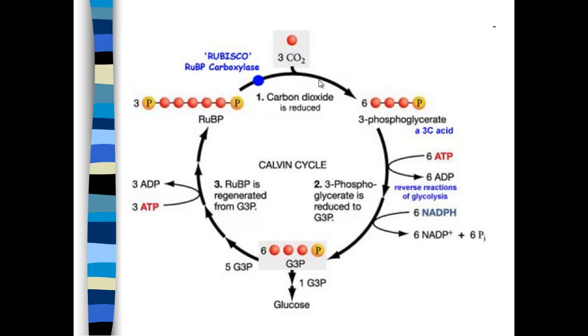You don't need to know every name, but you do need to know that carbon dioxide is reduced via the action of rubisco. You do need to know that 3-phosphoglycerate is reduced to glyceraldehyde 3-phosphate. And then you also need to know that ribulose bisphosphate is regenerated from glyceraldehyde 3-phosphate. Okay, so you need to know those 3 steps. You also need to know what rubisco is.